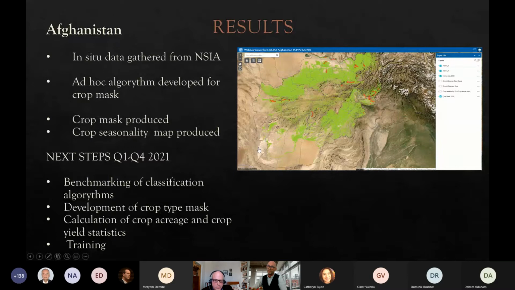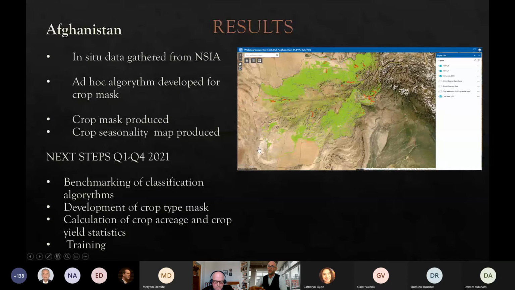And we also have produced a crop seasonality map, which basically allows us to identify within the crop mask those areas where the crops reach the peak of the vegetation in the first half of the year, or those ones that reach the peak at the middle of the year, and those ones where we have 2 peaks during the year. So it means that there is a double cropping.